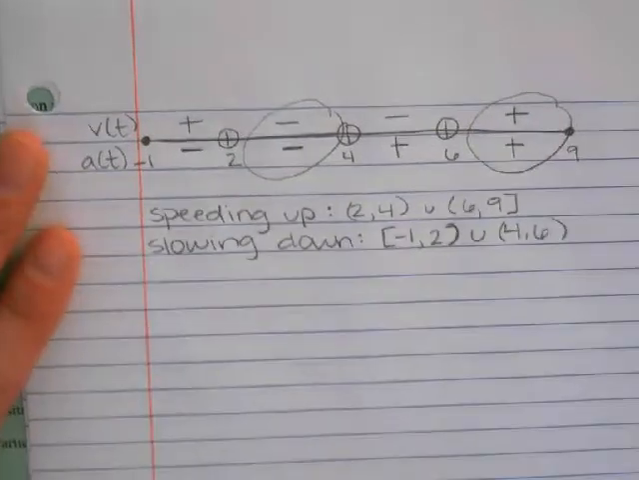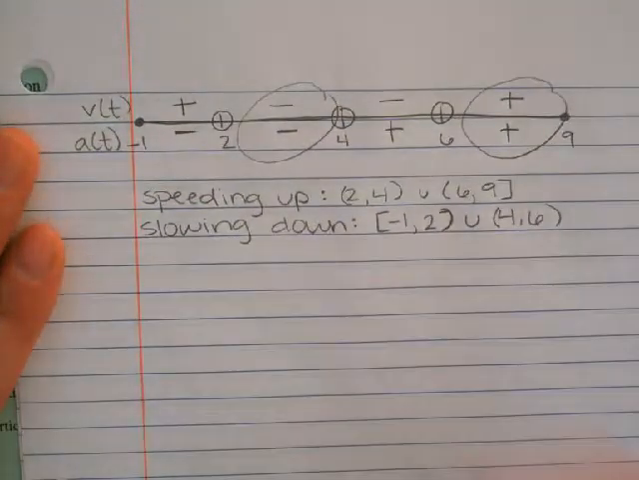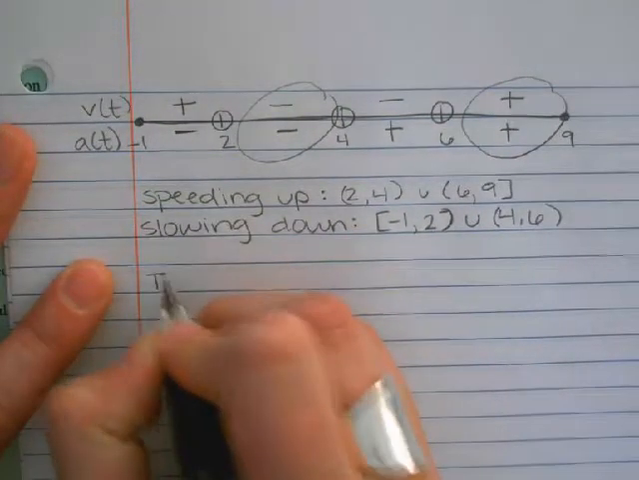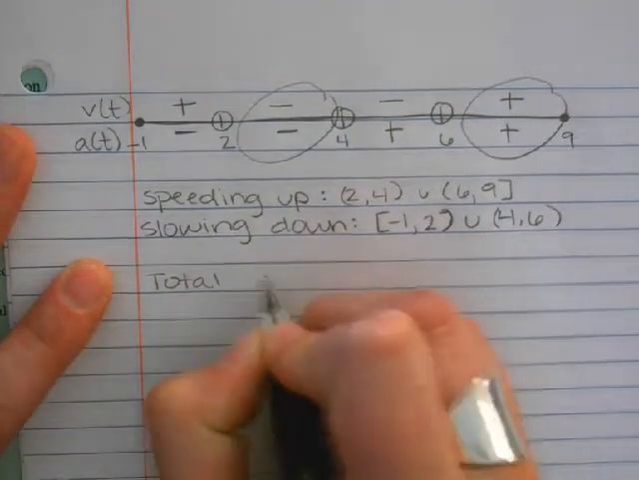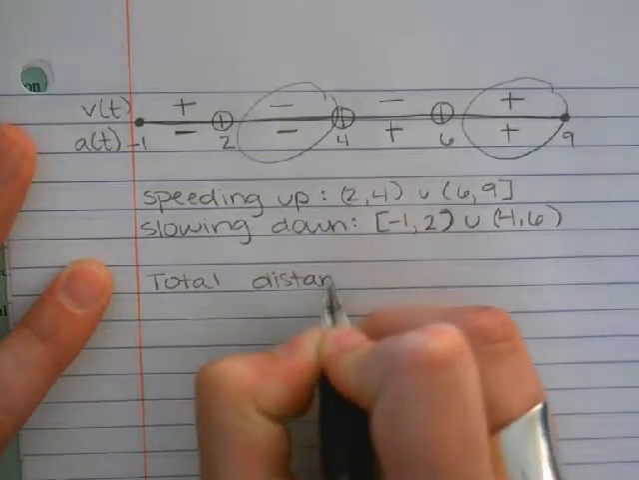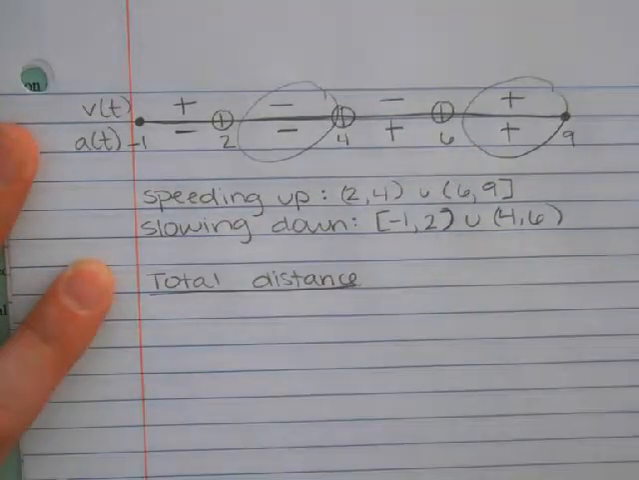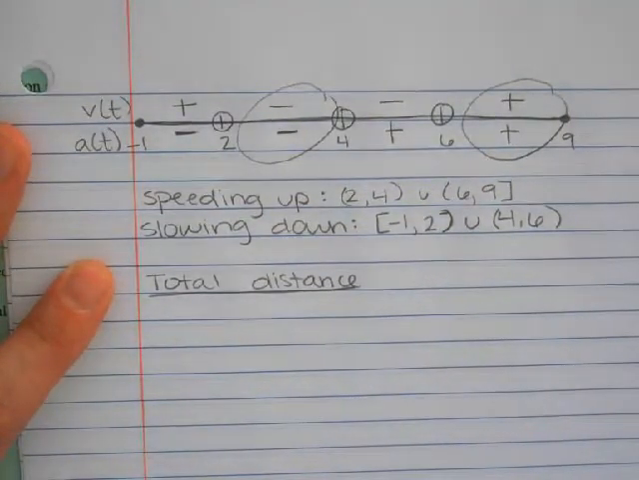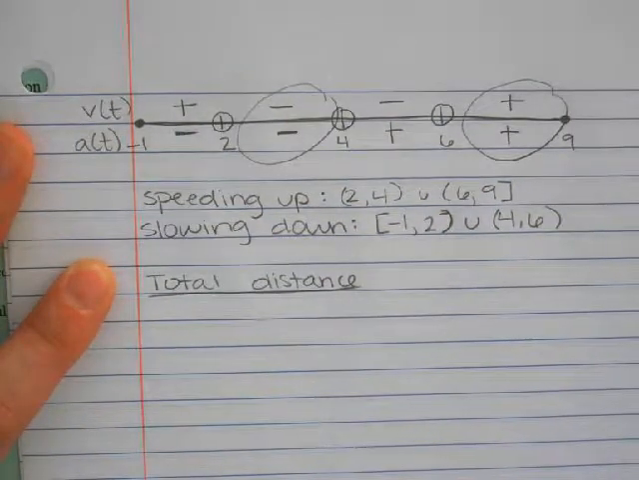There are 2 more things we want to look at. So if we want to know the total distance that we traveled, we have to keep in mind that we went to the right, and we went to the left, and we went to the right. We backtracked a little bit. Does that make sense? Okay.